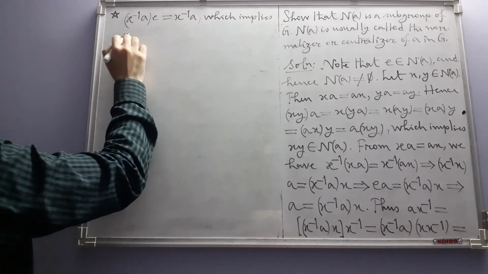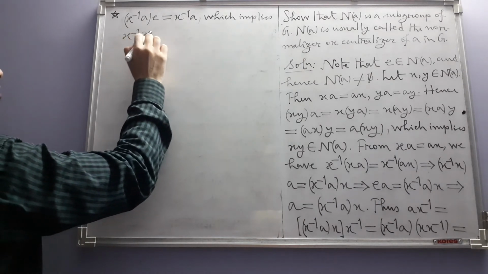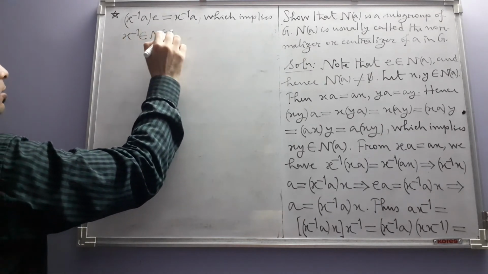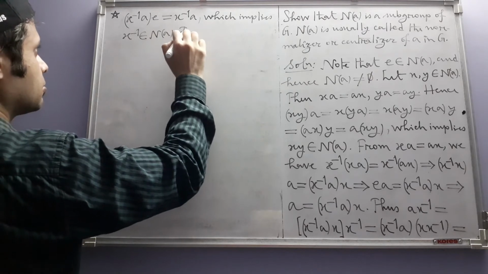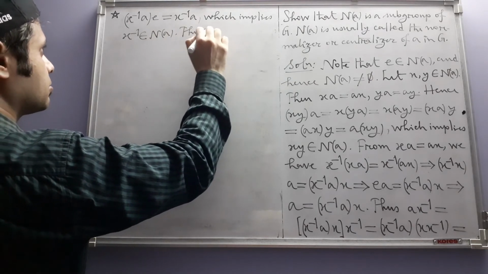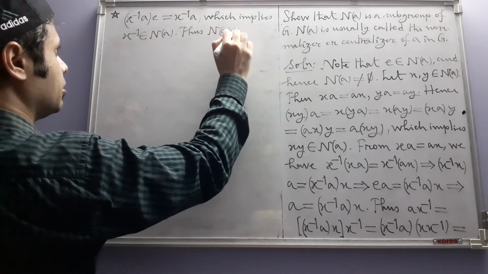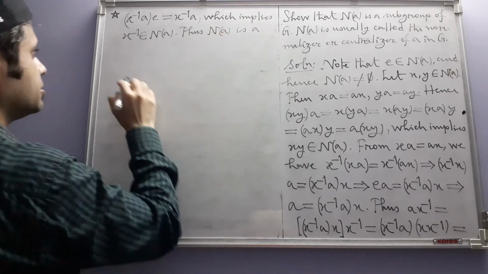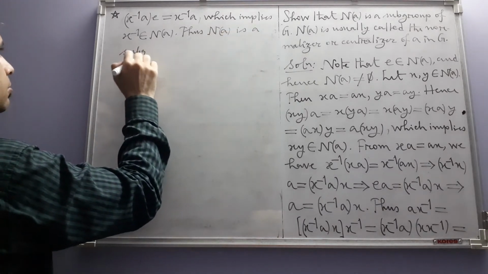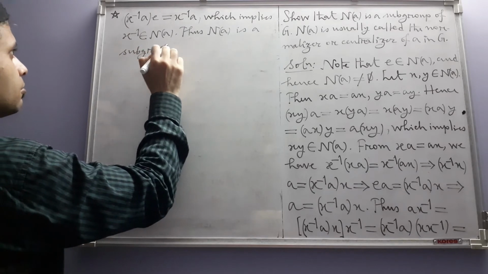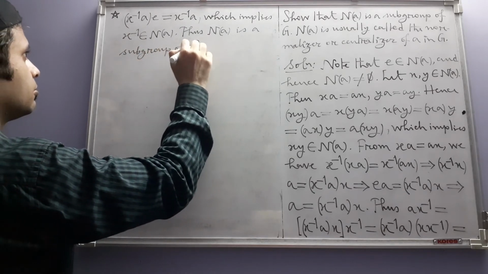Which implies this belongs to NA. Thus, NA is a subgroup of G.